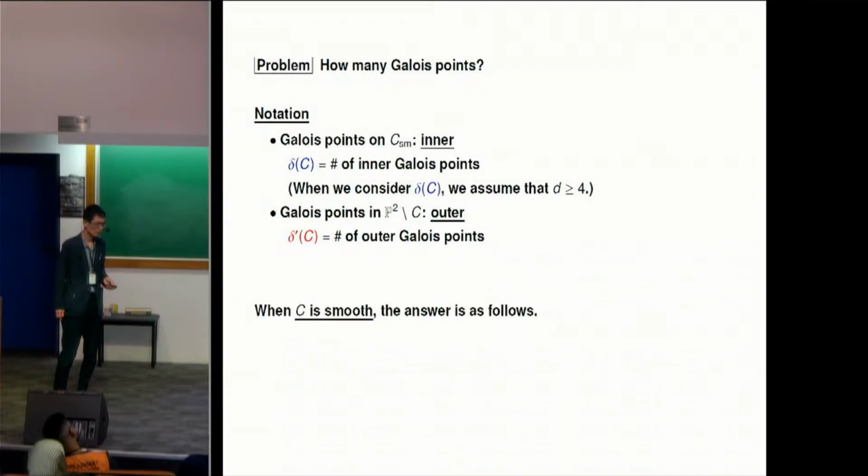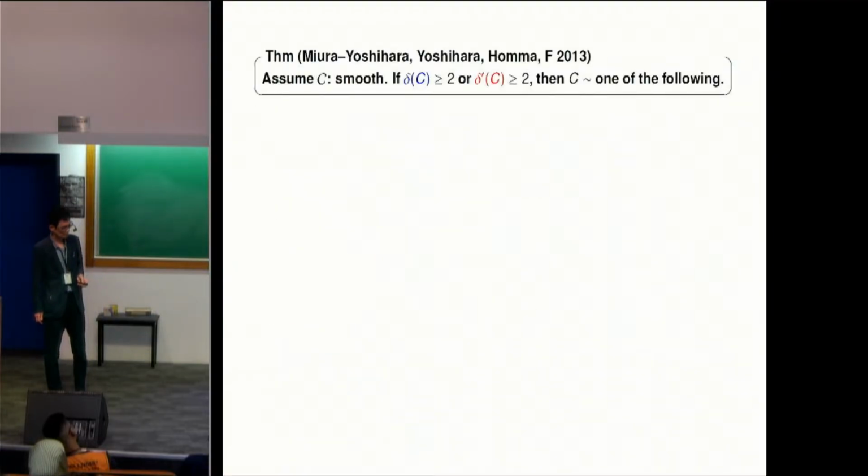When C is smooth, the answer to the natural problem is as follows, gathering the results of Miura, Yoshihara, Homma, and me. The last paper of mine was published in 2013. Assume that C is smooth. If delta(C) is greater than or equal to 2, or delta prime(C) is greater than or equal to 2, then C is projectively equivalent to one of the following curves.